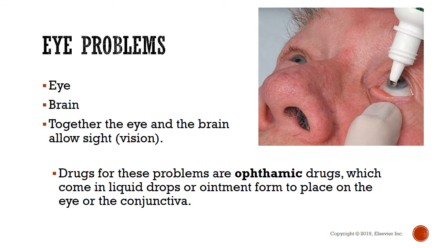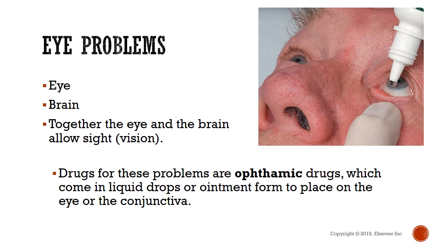So this is a simple A and P correlation here on this slide. We're going to be talking about eye problems. And eye problems could be attributed to the eye itself, or it could be attributed to the brain. It could be attributed to the optic nerve that goes from the eye to the brain. They work together. The eye basically shoots images through the optic nerve to the brain, and that's how we allow sight. Drugs that we're going to talk about are called ophthalmic drugs.